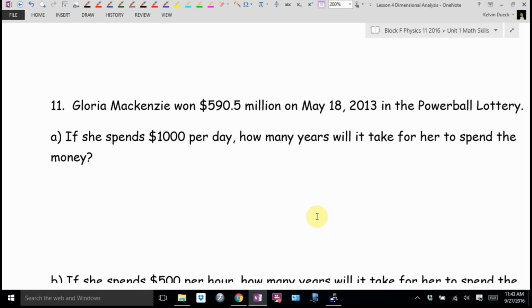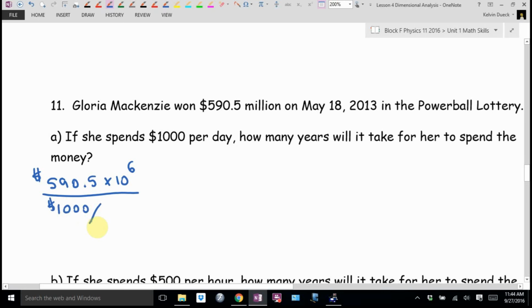Let's find out. How am I going to start this question? How did I start every other question? 590.5 million. So I'm going to write down 590.5. I know that million is 10 to the 6th, so instead of the word million, I'm going to write times 10 to the 6th. That's dollars. How much is she spending? She's spending $1,000 per day. So I'm going to divide this by 1,000, and that will tell me how many days. And then I'm going to convert that to years.